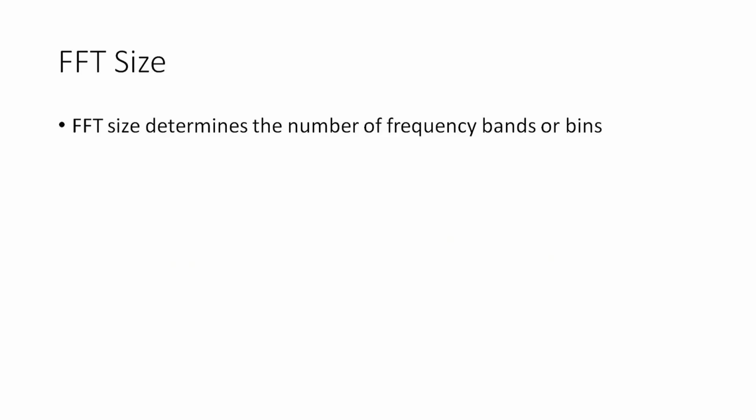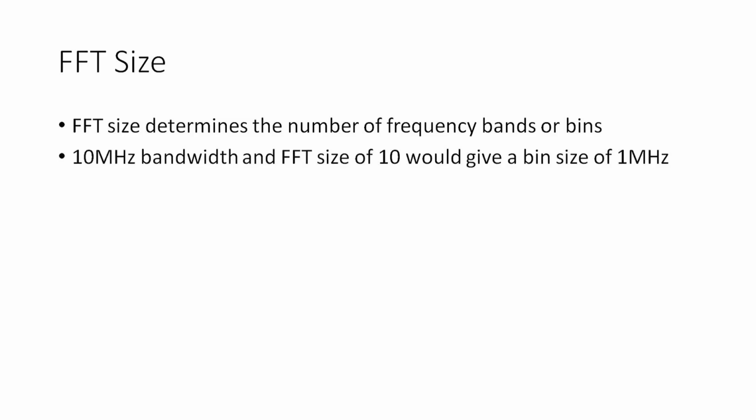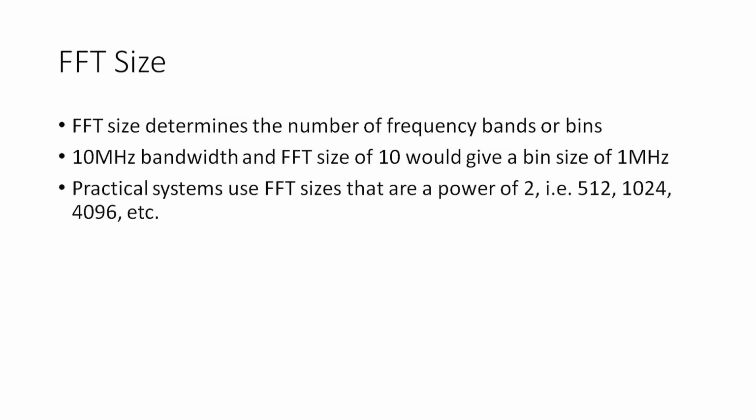Now you will have seen on your receivers and transceivers an option to choose the FFT size, and the size determines how many bins there are. So how fine a resolution. The bigger the size of the FFT, the more resolution you get. So if we had a 10 megahertz bandwidth and an FFT size of 10, we'd have a bin size of 1 megahertz, which is really coarse and won't tell you very much. So practical systems always use powers of 2. When you step through the options for your FFT size, they're always powers of 2. That's because the algorithm works much better with powers of 2.